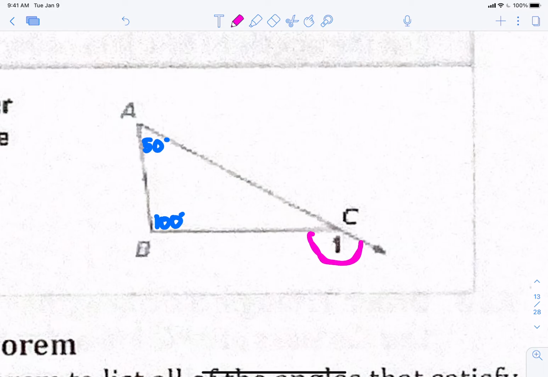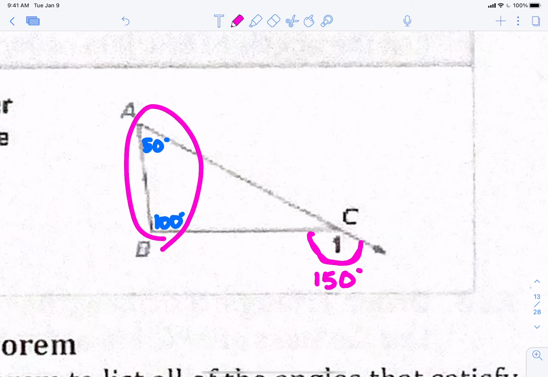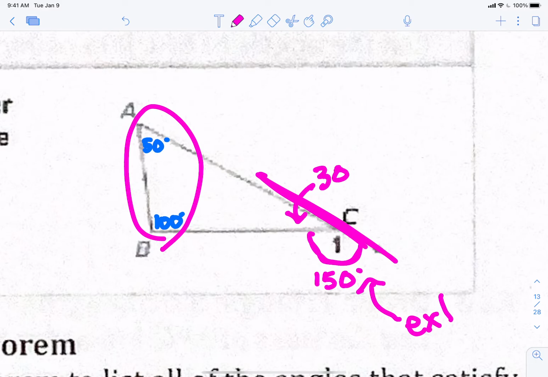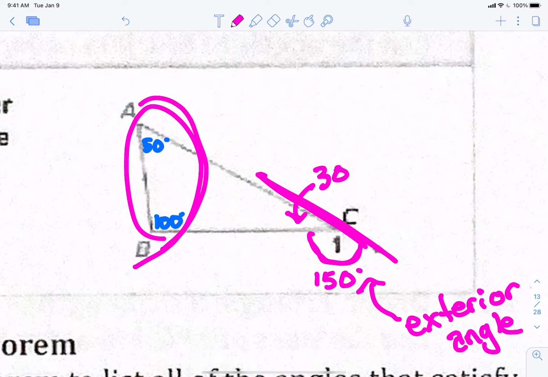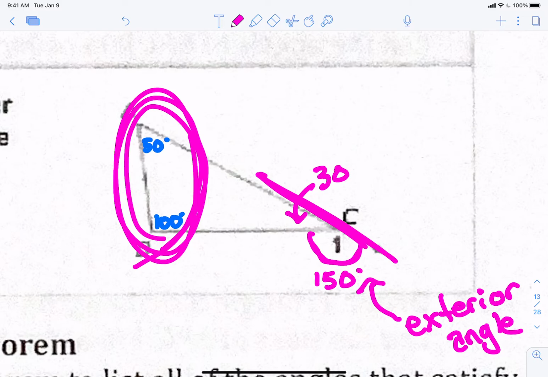Now, we're going to talk about this other angle, angle 1. We had a theorem way back that said angle 1 is 150 because it's these two added together. Really, how you get that is 100 plus 50 is 150. If you subtract that from 180, this one is really going to be 30, but then you subtract from 180 again, because this is on a straight line, to get that 150. So it will always be the case that this angle, which is called an exterior angle, will always be the same as these two angles together.